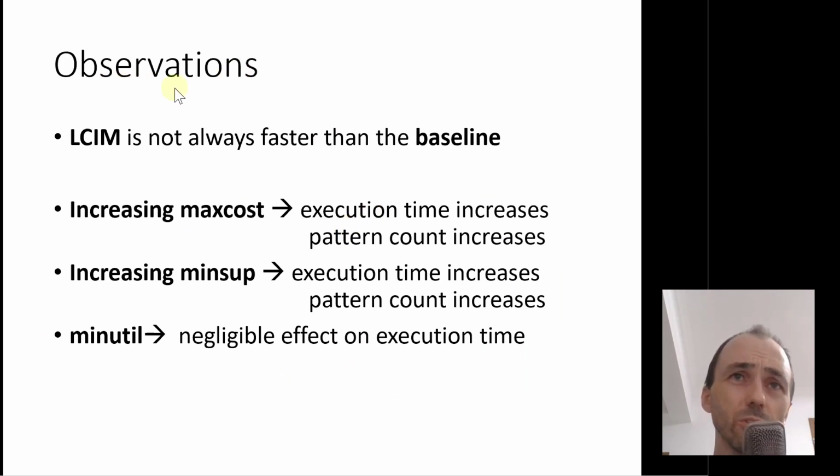So in conclusion, LCIM is not always faster than the baseline. When we increase the max cost, the time will increase because there will be more patterns, and the same for minimum support. And the minimum utility does not have a big influence on the performance because we don't use it for pruning.